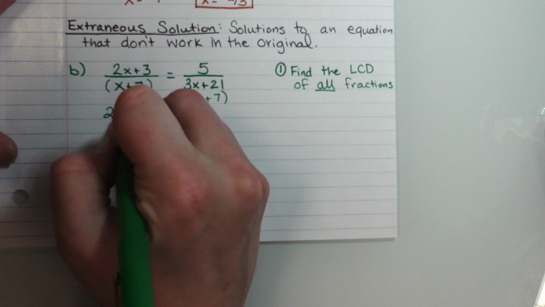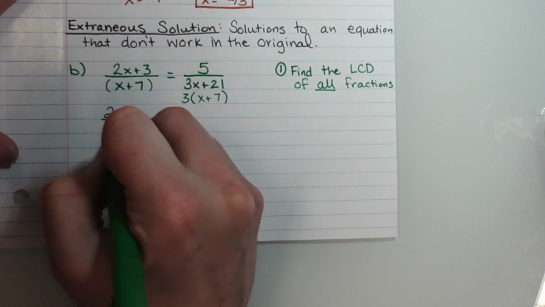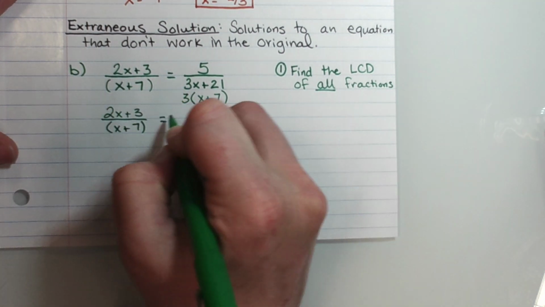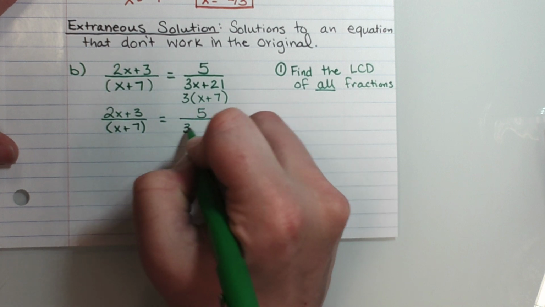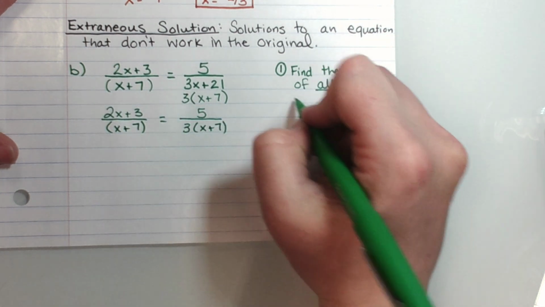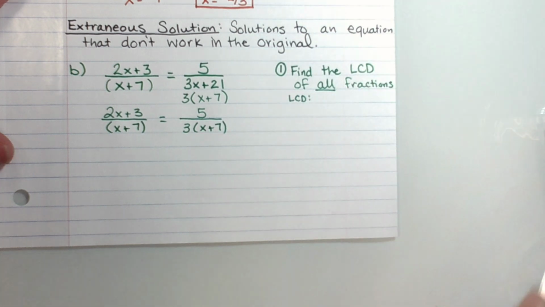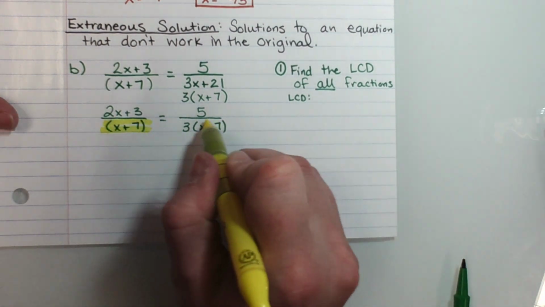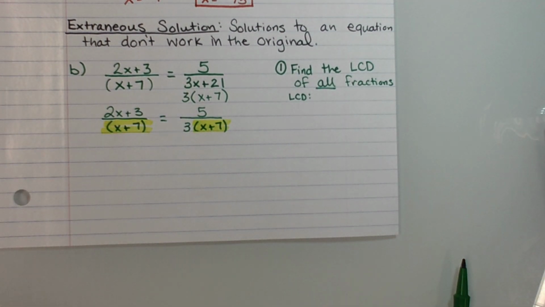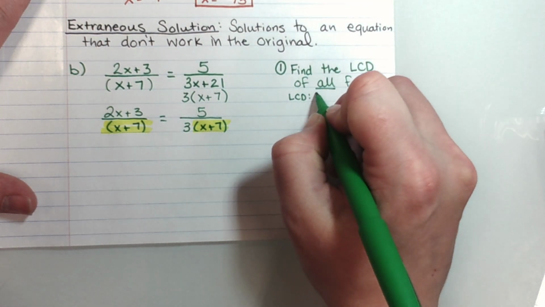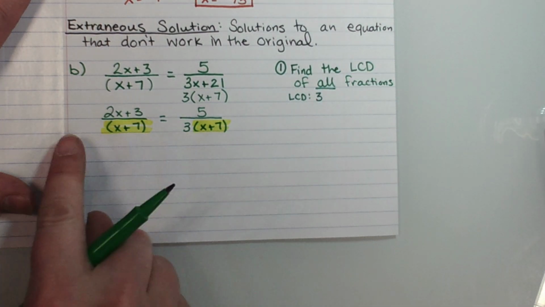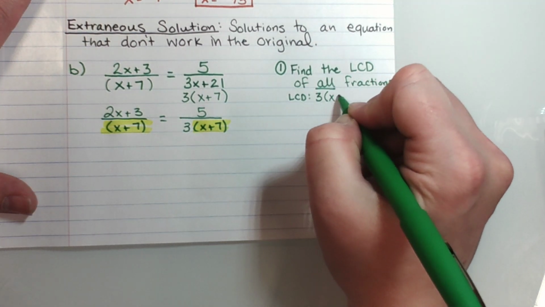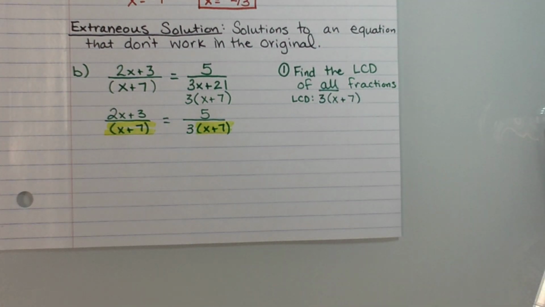So, 2x plus 3 over x plus 7 is equal to 5 over 3 times x plus 7, least common denominator. Do you notice they have something in common? Yeah. X plus 7's in common. Do you notice they have something not in common? I need the thing they don't have in common. I also need just one of the items they do have in common. I don't need an x plus 7 twice.